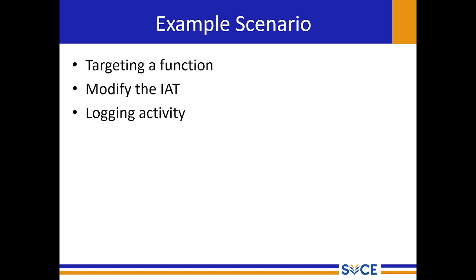Modify the IAT: the malware replaces the address of the original CreateFile function in the IAT with the address of its own logging function. Then logging activity: whenever the application calls CreateFile, the malicious function executes, logging the file access before optionally calling the original CreateFile function to perform the actual file operation.